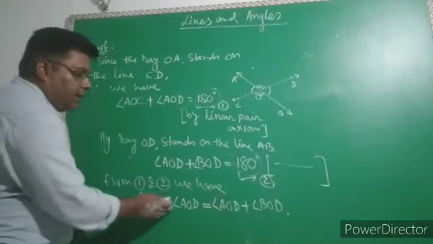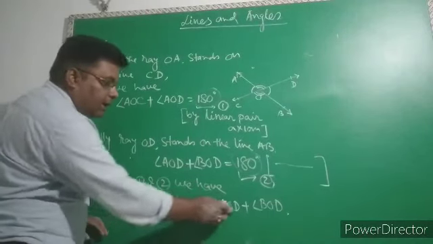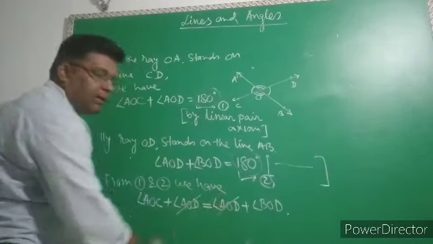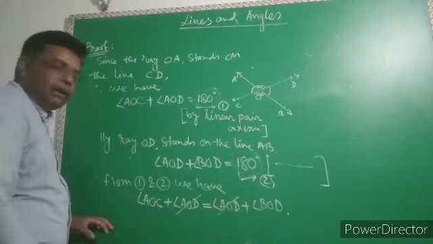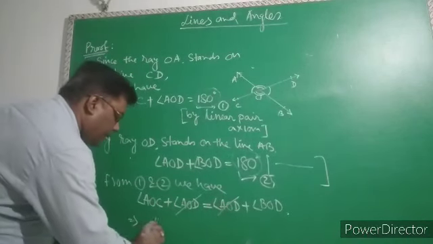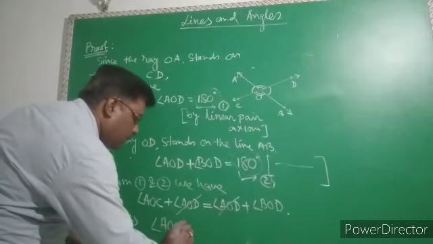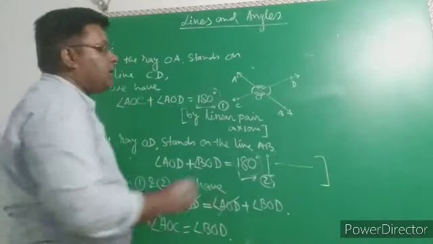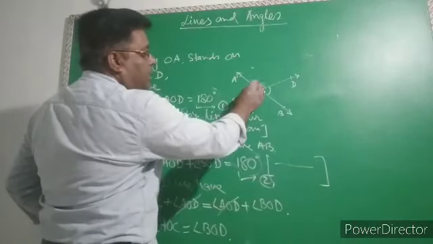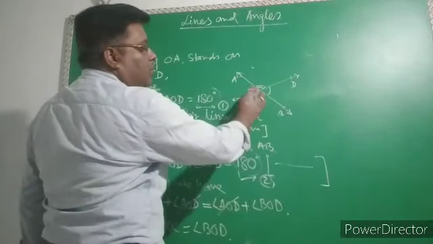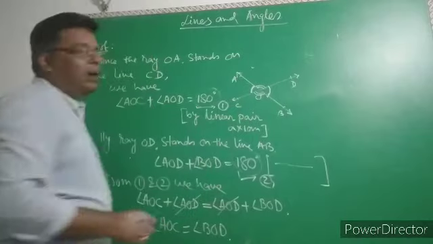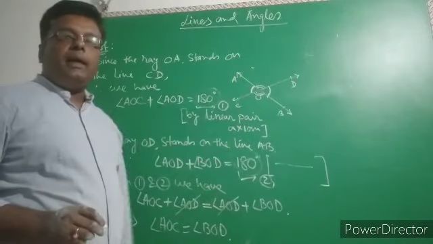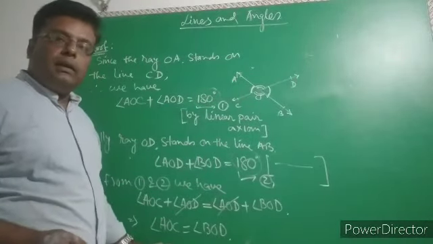Now see, in this equation AOD is the same on both sides. That means you can write angle AOC is equal to angle BOD. So one pair of vertically opposite angles are equal.